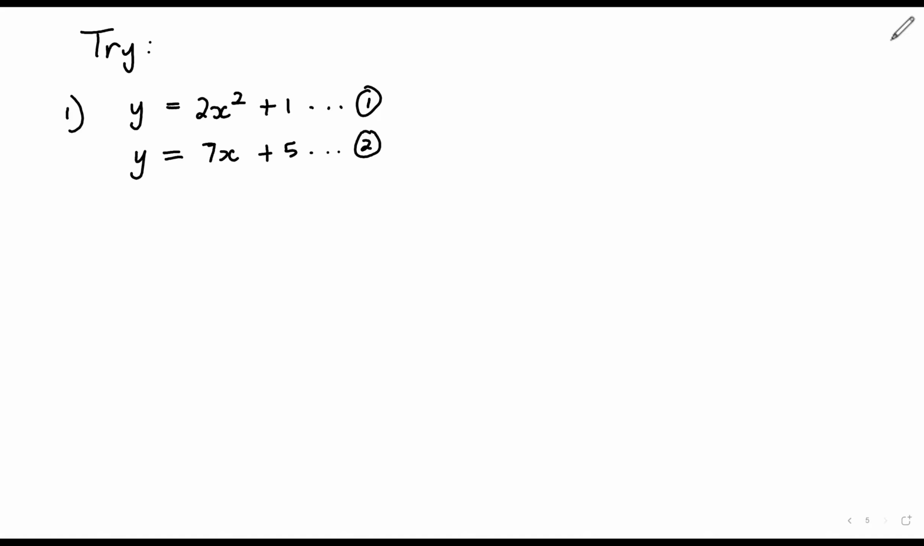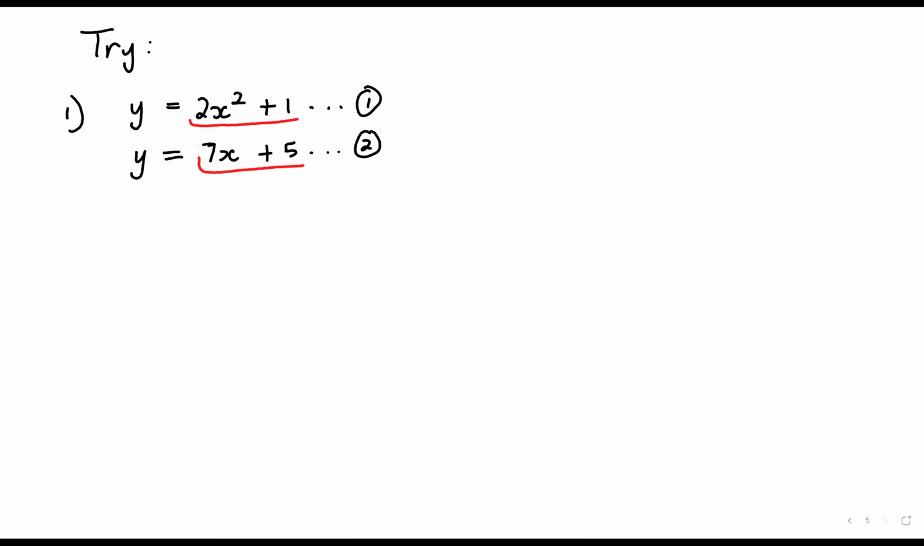Right. So when you have two equations like this, where y is equal to 2x squared plus 1, and another one where y is equal to 7x plus 5, because they're both equal to y, it means that they're both equal to each other.